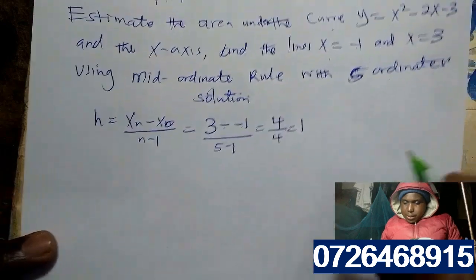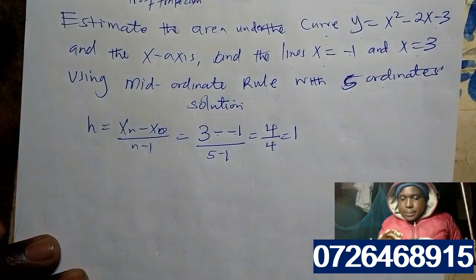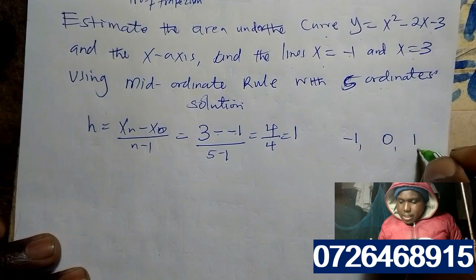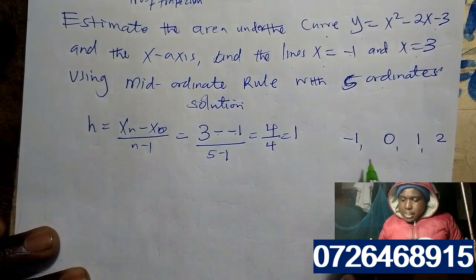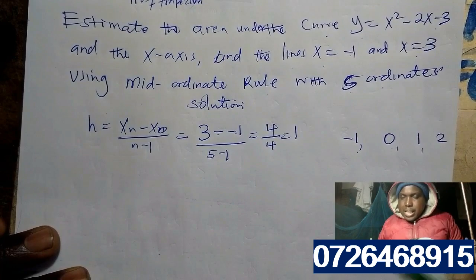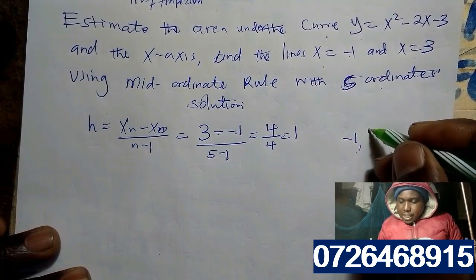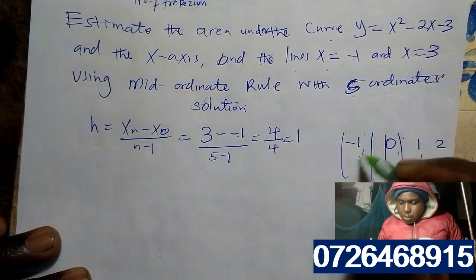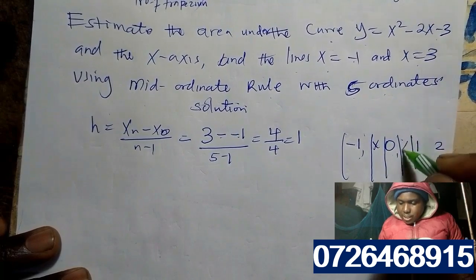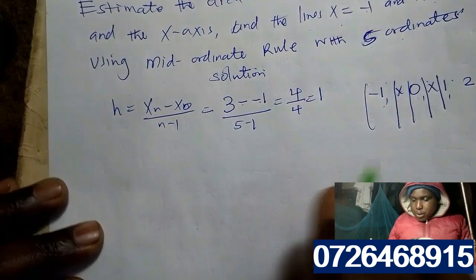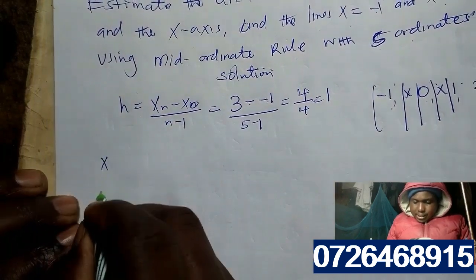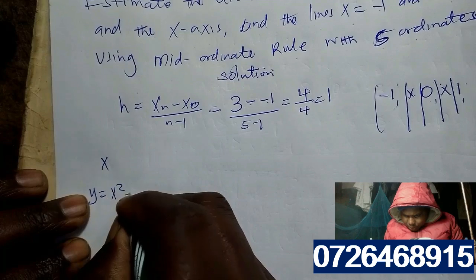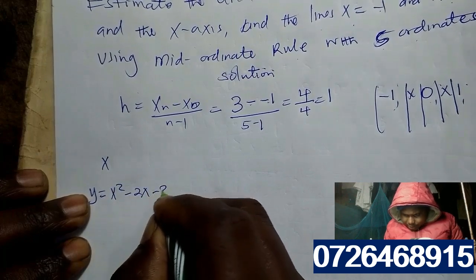So we need to start our table at -1, and then 0, and then 1, 2, like that. So these are the ordinates. But what are the mid ordinates? The mid ordinate ni ile iko katikati hapa. Hizo zenye ziko hapa katikati. So we will draw the ordinates first. X, y is equal to x square minus 2x minus 3.